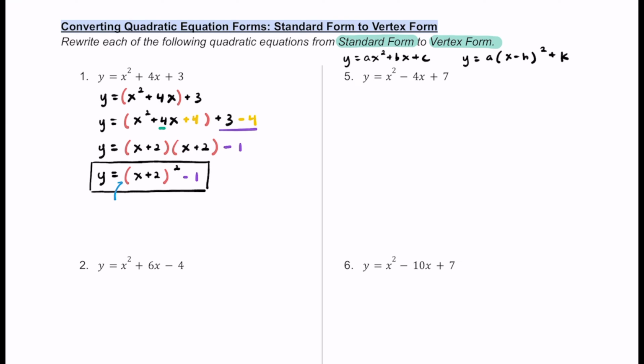And in this form, we can see that the a value is equal to 1. There's an invisible 1 in the beginning, so there's no vertical compression or stretch. And in terms of the other values, we also know that h is equal to negative 2 and that k is equal to negative 1. So remember that the vertex of this is going to be at negative 2, negative 1, because h comma k represents the vertex.